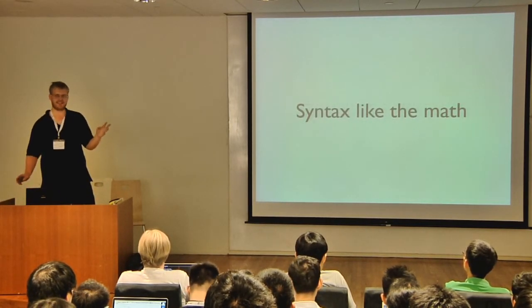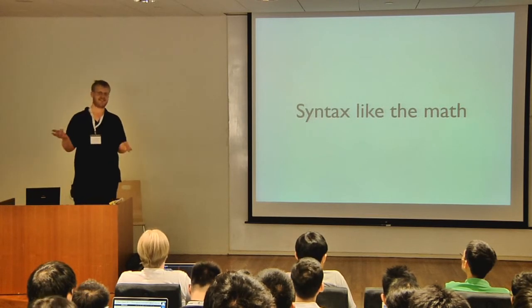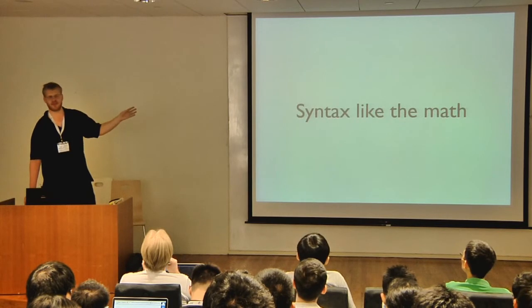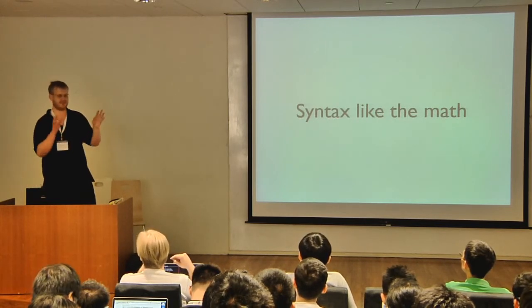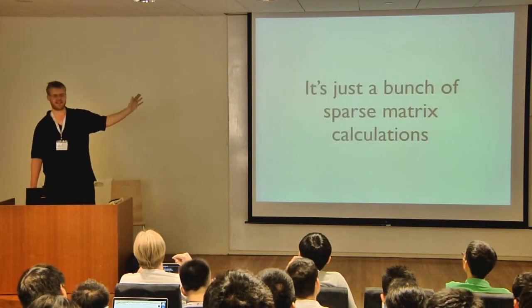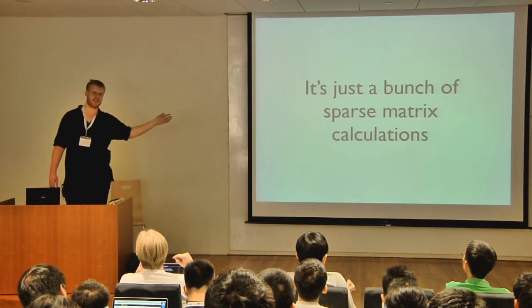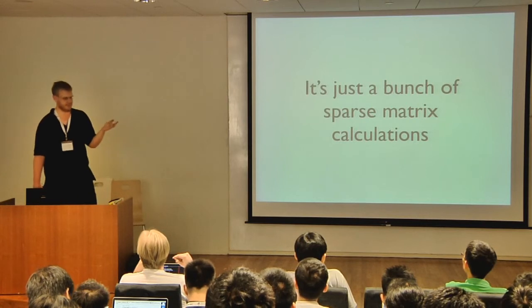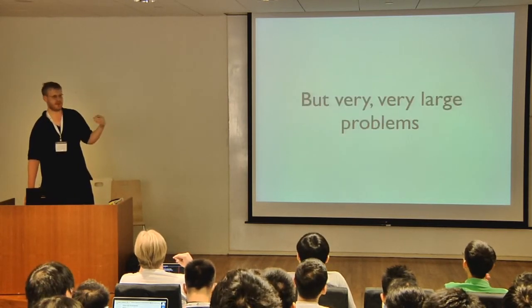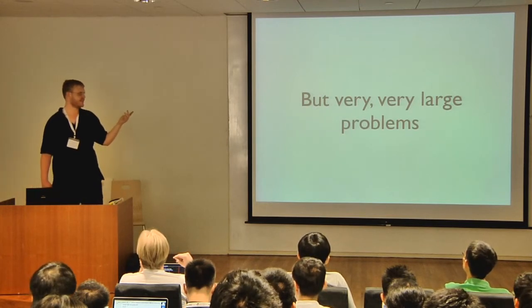The syntax is easy, and for us easy means it's like the math that you're used to for describing the systems. So every grad student can just pick up this toolbox, write 10 lines of Python code, and simulate the system. Under the hood, it's very easy. It's just a bunch of sparse matrix calculations. So it's incredibly simple in outlook. However, these problems get very, very large very, very soon.